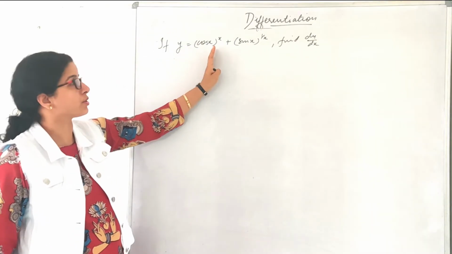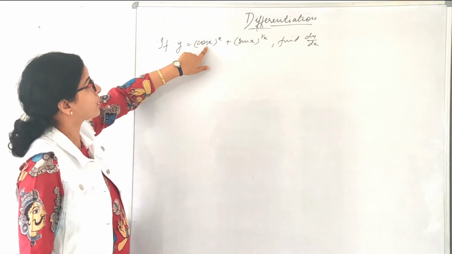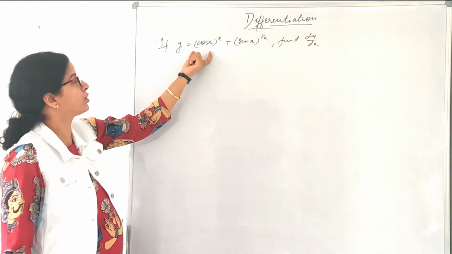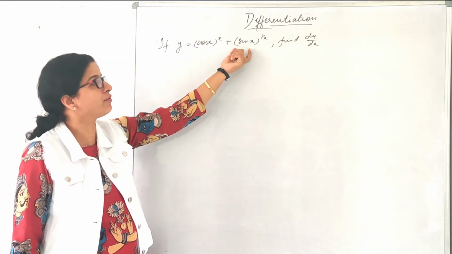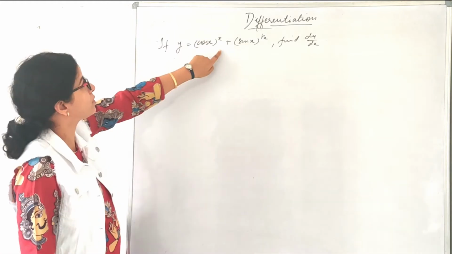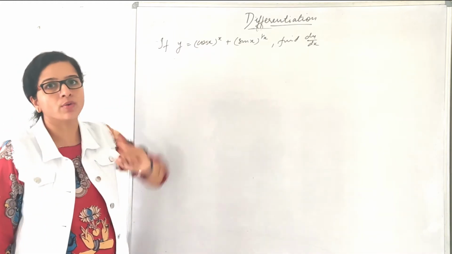Now let us check this question. So y is equal to cos x raised to the power x plus sin x raised to the power 1 by x. Again we have function raised to the power function here. Here also I have function raised to the power function. So we cannot directly take the log. In between I have a plus sign. So what are we going to do?